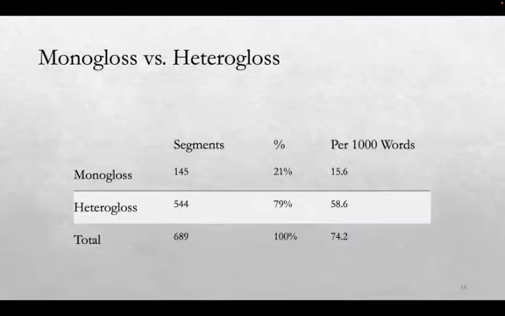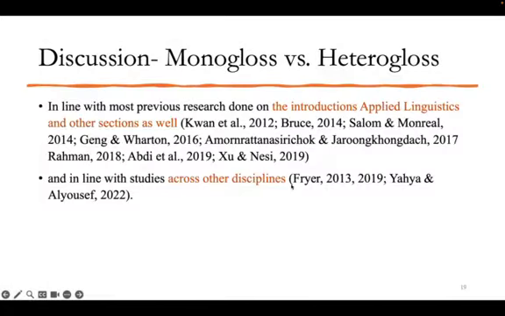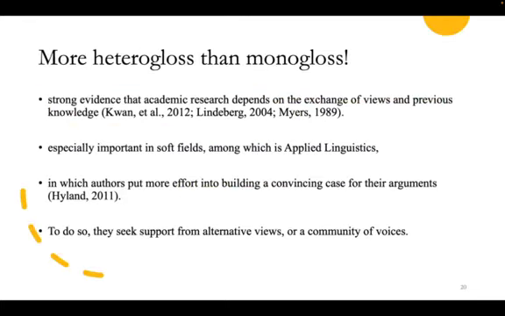In regard to the results, as we can see in here, there were more heteroglossic resources than monoglossic resources in our corpus. So 79% are heteroglossic and only 21% are monoglossic, which is in line with previous research across different disciplines and across different sections of a research article.